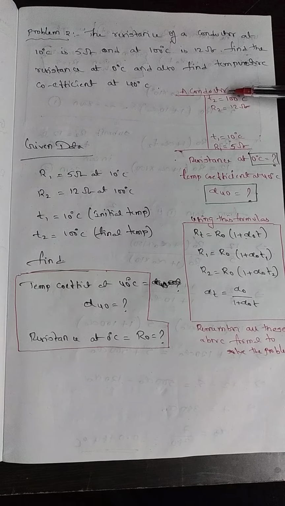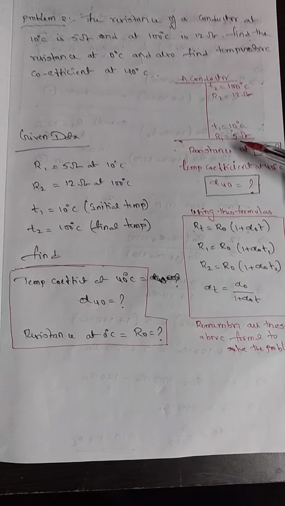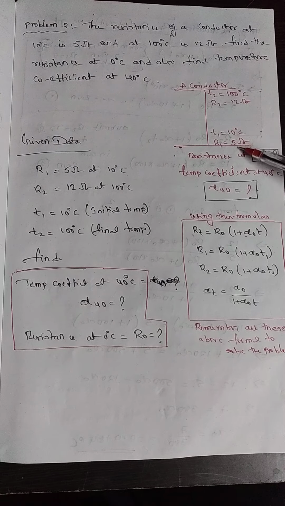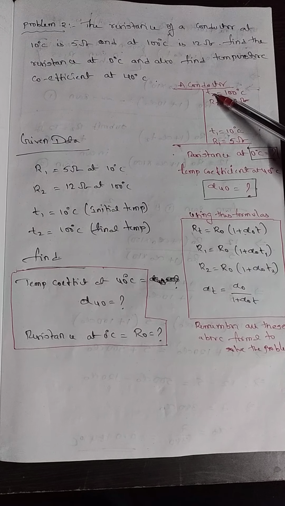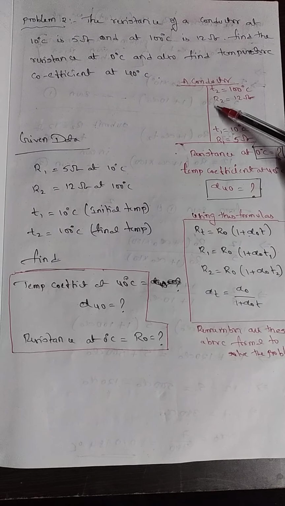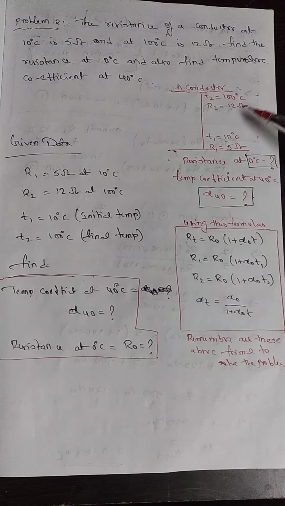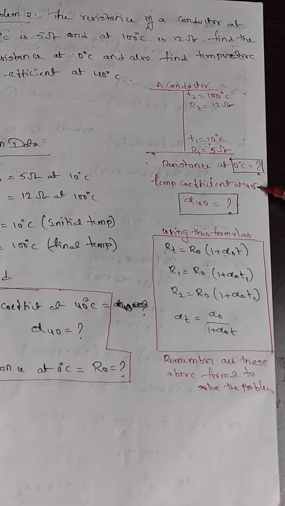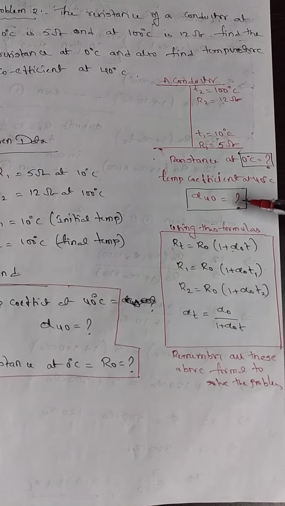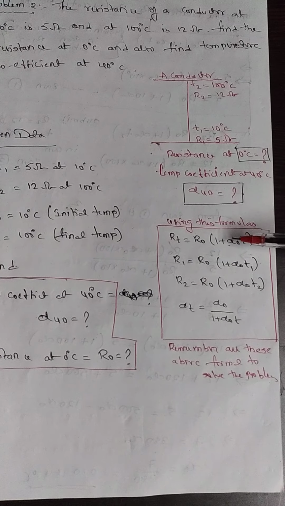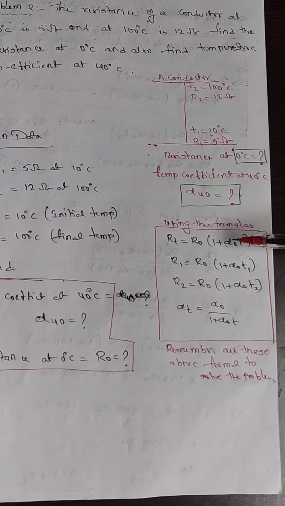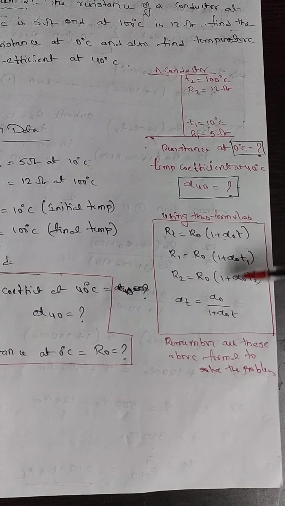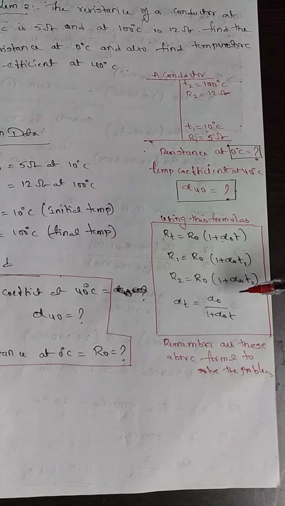So this is the conductor he has taken, with initial temperature T1 equal to 10 degrees and R1 equal to 5 ohms, and final temperature T2 equal to 100 degrees and resistance R2 equal to 12 ohms. Find the resistance at 0 degrees, and the temperature coefficient at 40 degrees, alpha 40, equal to how much? And we will use these formulas. Resistance at any temperature, RT equal to R naught into 1 plus alpha naught T, and using these formulas you are going to solve this problem.